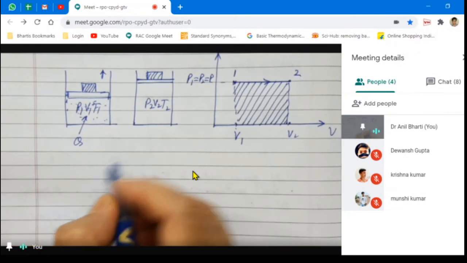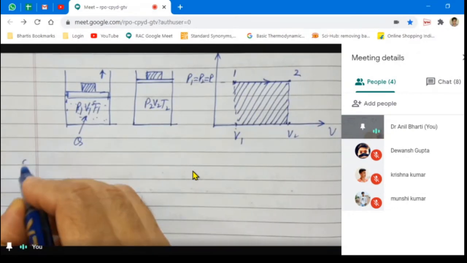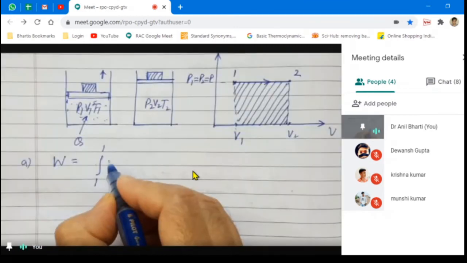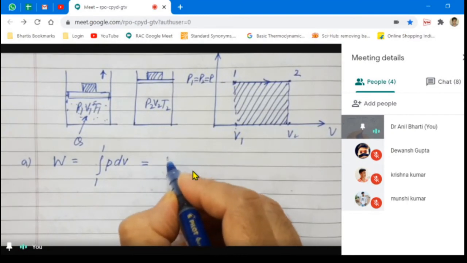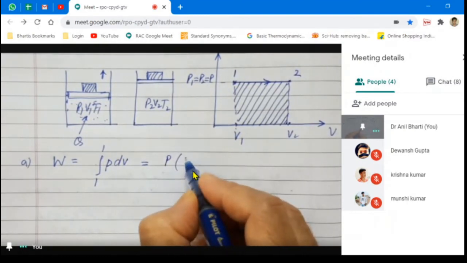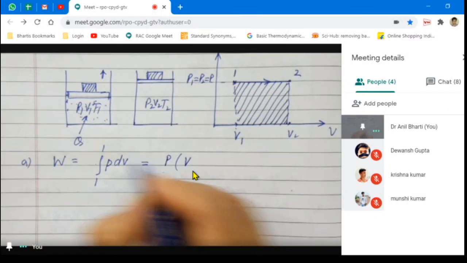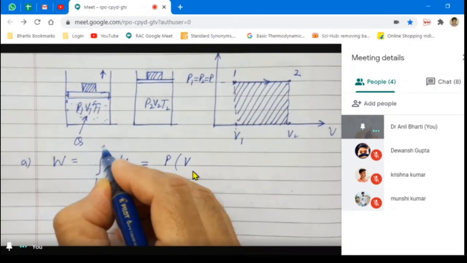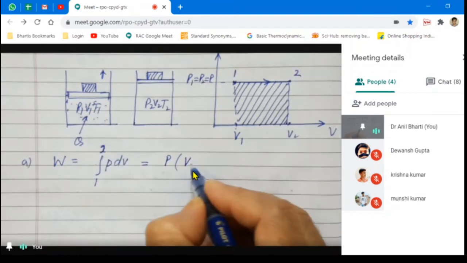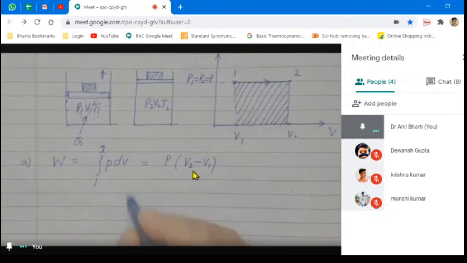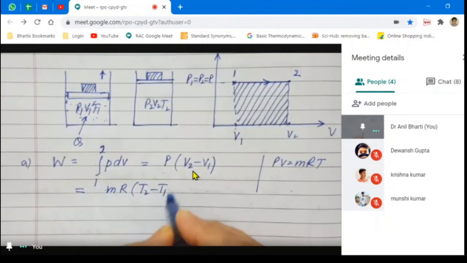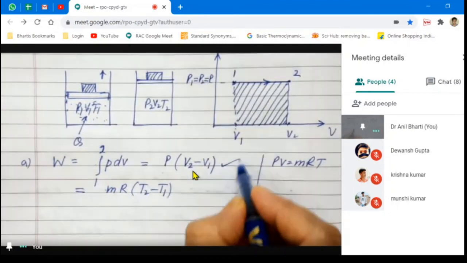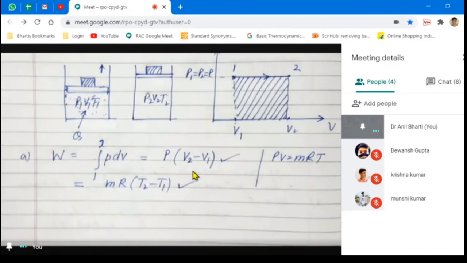Now work done is given by W is equal to the integral from 1 to 2 of P dV, or this is equal to, since pressure is constant, P into V2 minus V1. Now we also know that PV is equal to MRT, so we can also write work done is equal to M into R into T2 minus T1. So both these equations we can use in the next section.